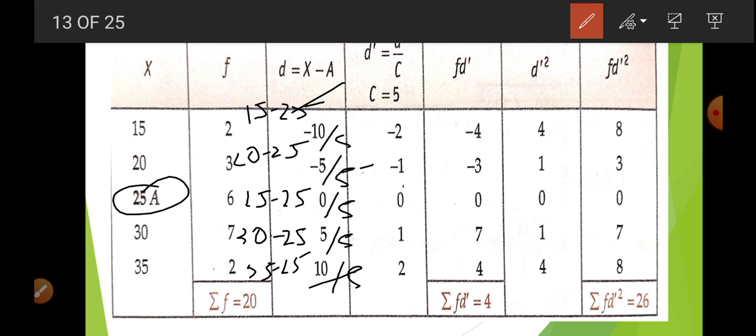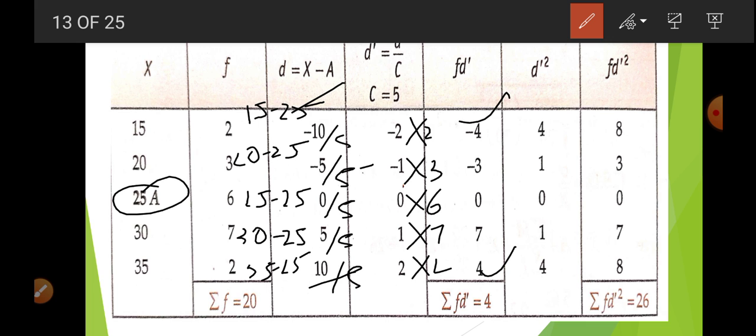Now we are going to multiply it with frequency, that is, minus 2 multiplied by 2 gives minus 4, minus 1 multiplied by 3 gives minus 3, 0 multiplied by 6 gives 0, 1 multiplied by 7 gives 7, and 2 multiplied by 2. So we get this value.